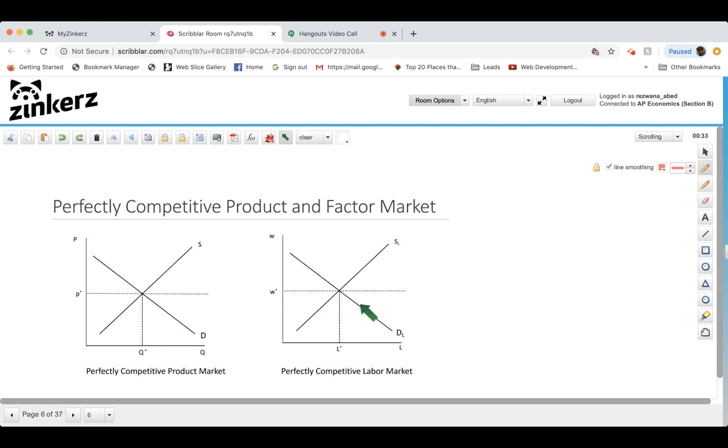And the intersection of supply of labor and demand for labor gives us the equilibrium wage rate and how many workers are going to be hired. This is the L star.